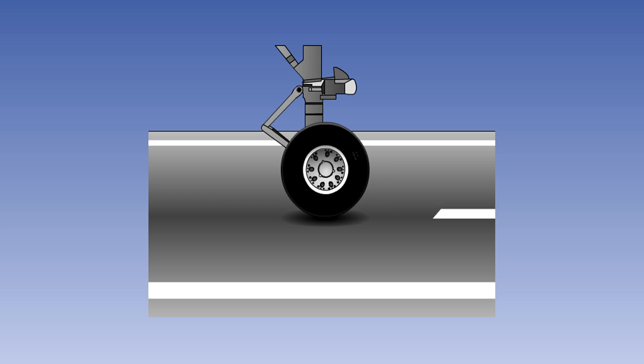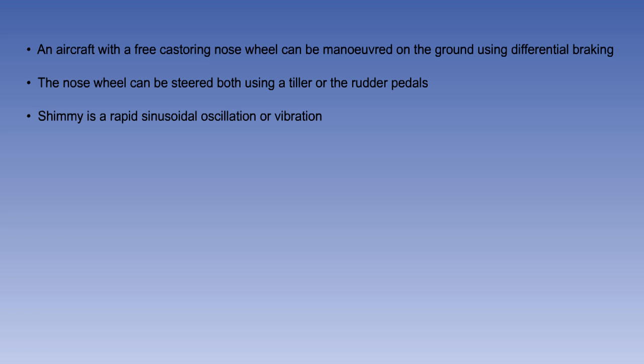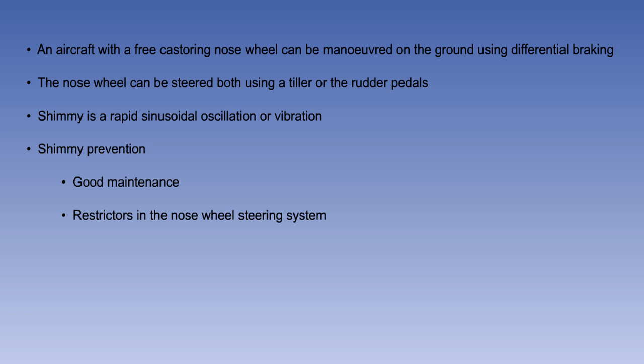That is the end of the lesson. You should now know that an aircraft with a free castering nose wheel can be maneuvered on the ground using differential braking. You have seen that the nose wheel can be steered both by using a tiller or the rudder pedals. You should now understand the term shimmy, and that it can be minimized by good maintenance, by fitting restrictors in the hydraulic nose wheel steering system, and by fitting a shimmy damper, or by fitting twin nose wheels or twin contact wheels.